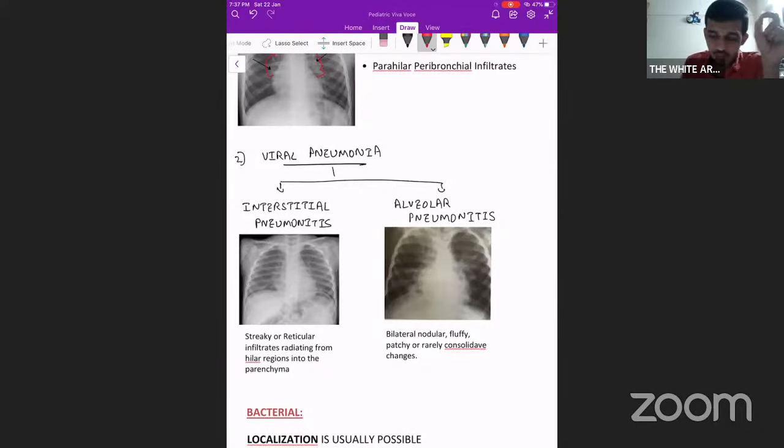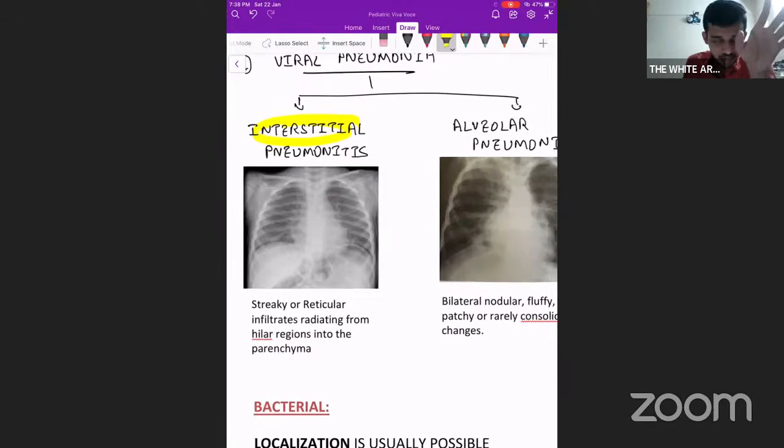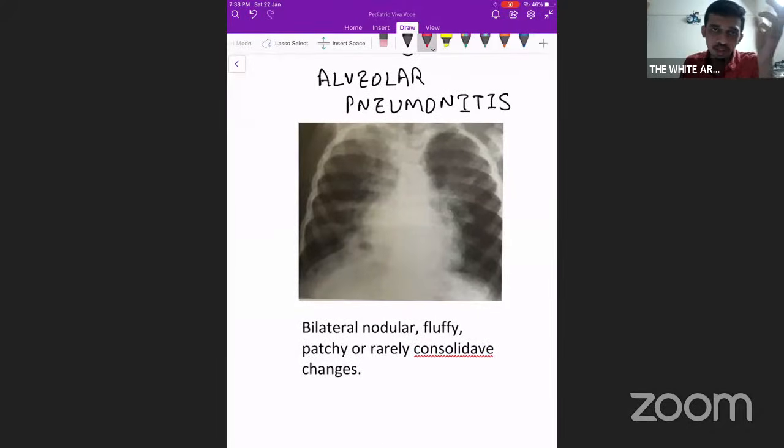Localization is not possible. And again, viral pneumonia can involve the interstitium. Once the interstitium gets involved, as we saw in RDS, there will be a bilateral streaky reticulonodular appearance. As you see in this X-ray, there are bilateral streaks, reticulonodular opacities. Bilateral reticulonodular infiltrates will be present from the center extending into the periphery. That is one pattern. One more pattern is alveolar pneumonitis.